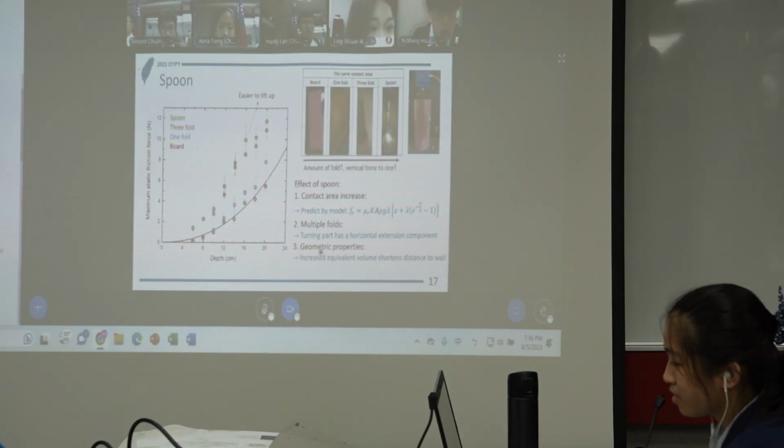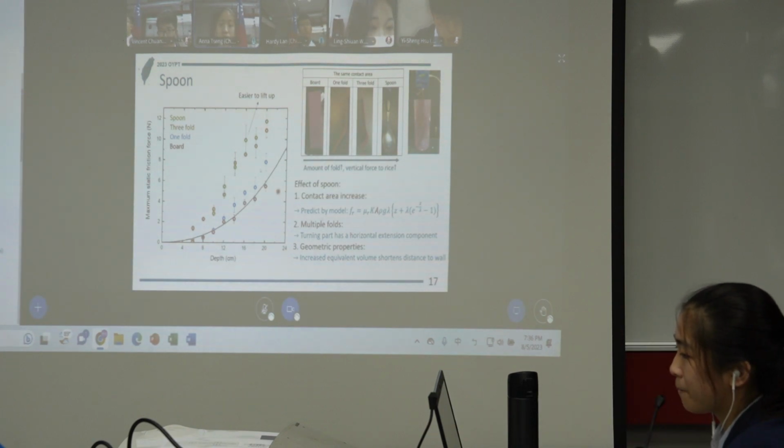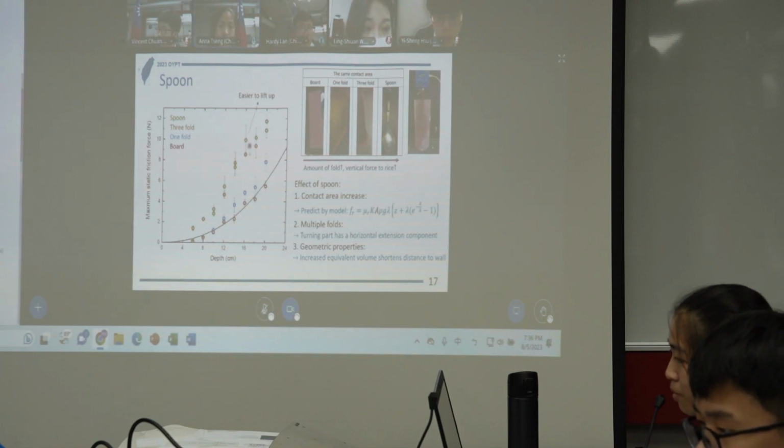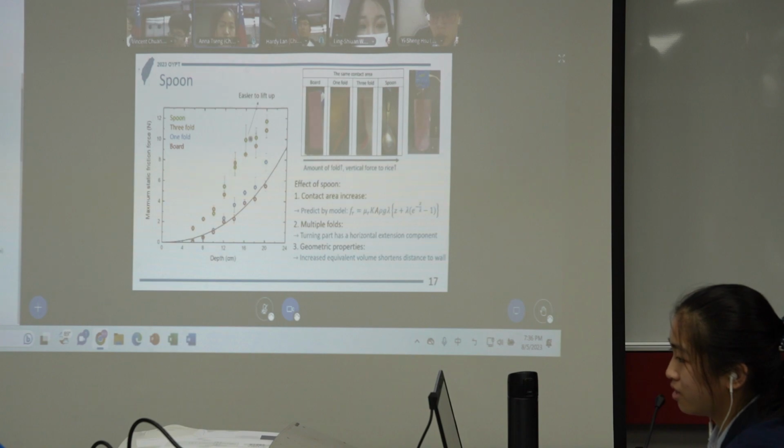First, the contact area increases. It can be predicted by a theoretical model that as area increases, friction force increases. Second, with multiple folds, the turning part has a horizontal expansion component. Third, the geometry property increases the equivalent volume, which shortens the distance to the wall. From here, the straightforward board and the spoon are easier, and we can more easily lift up the whole system.